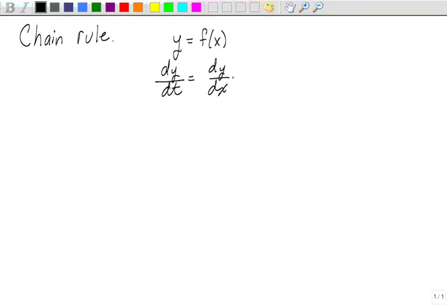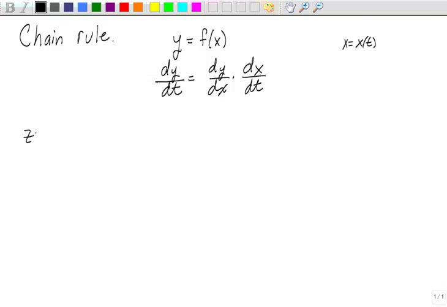Now we'll discuss the chain rule. Before, when we just had a function of x, we could say that dy/dt was dy/dx times dx/dt, where x was a function of t.